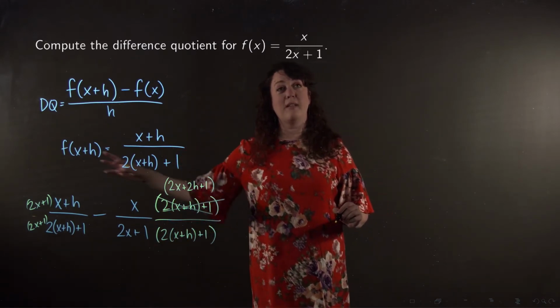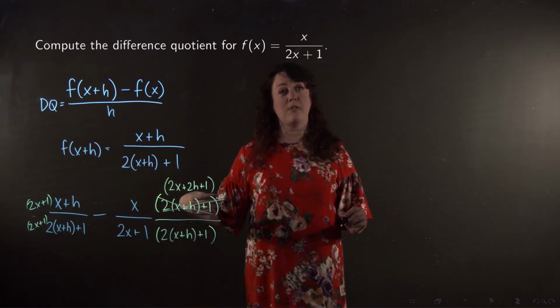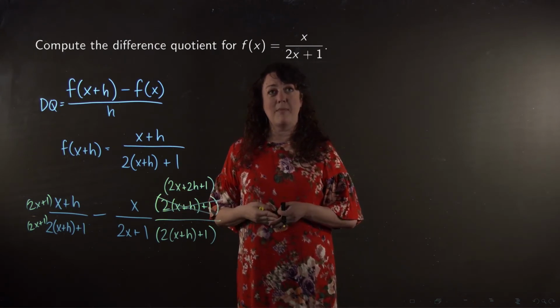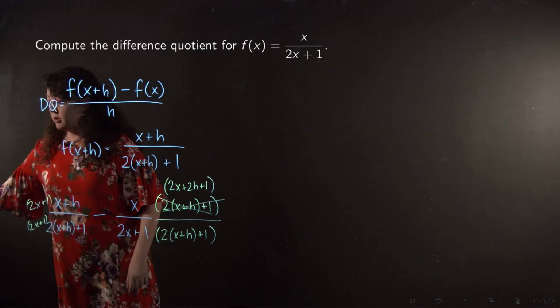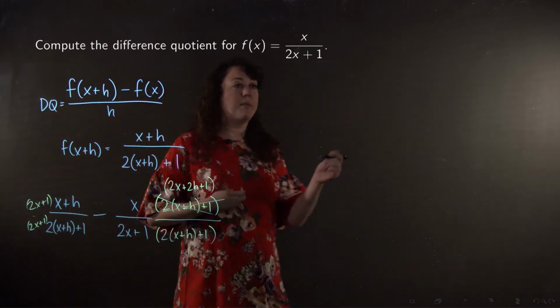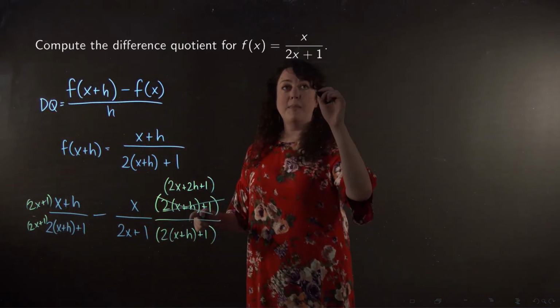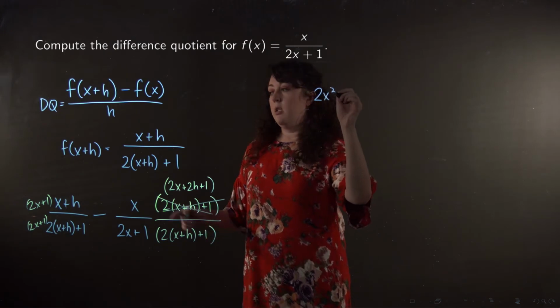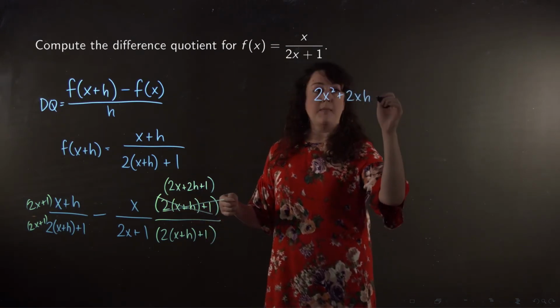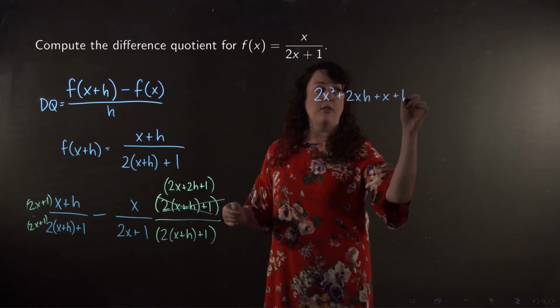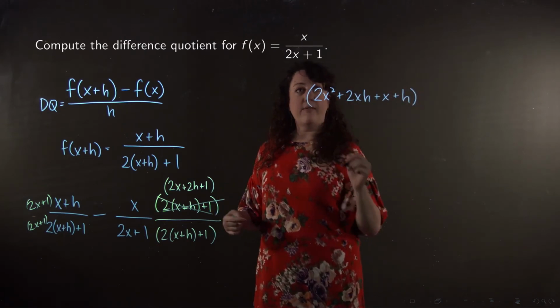Okay, so I'm going to go ahead and the first one I'm going to FOIL, the second one I'm going to distribute. They now have the same denominator, so I can combine them into a single fraction. So for that first one, I have 2x plus 1 times x plus h. Okay, 2x times x is 2x squared. 2x times h is 2xh. 1 times x is x, 1 times h is h. So that's my first term.